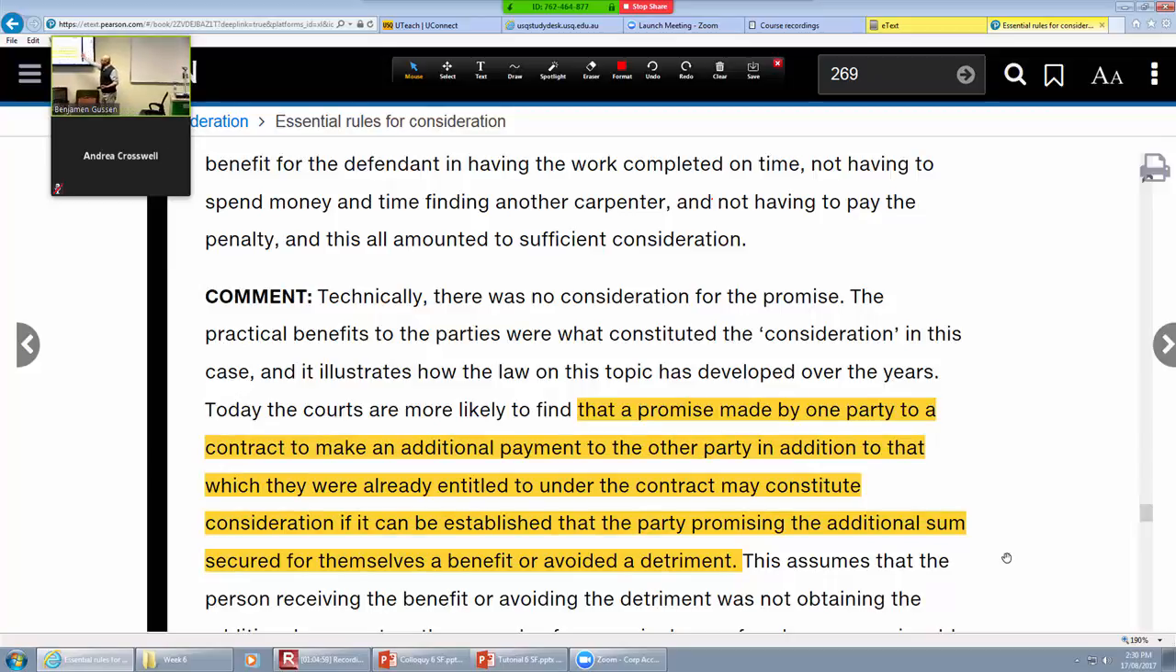It's correct because of this idea that if you can establish that my consideration to you is that I'm going to save you some detriment, so you don't have to pay a penalty, or any other kind of benefit that you're going to get, that's my consideration.